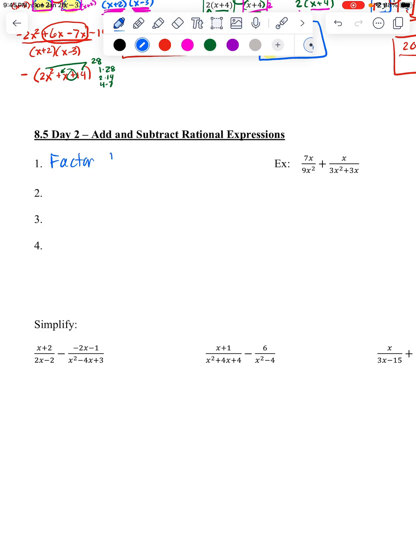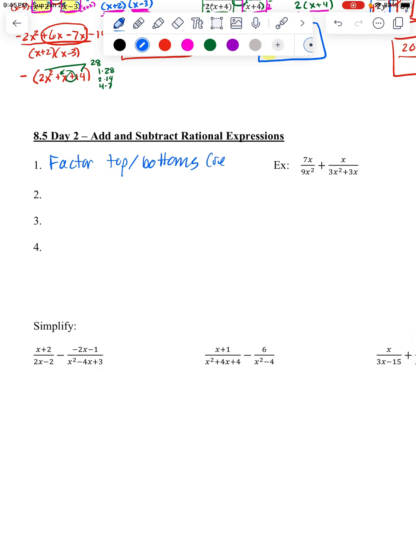First of all, you're going to need to factor the tops and the bottoms of your fraction functions. And sometimes you can reduce them before you can even start the problem. Not always, so put a little question mark. You want to just check and see if you can reduce. Then this is going to be the tricky part, the next two steps.